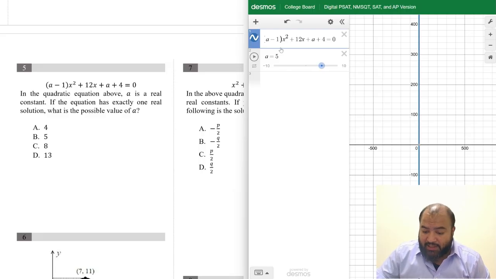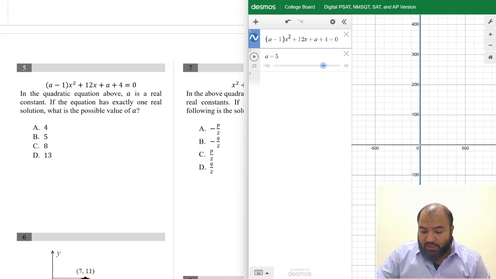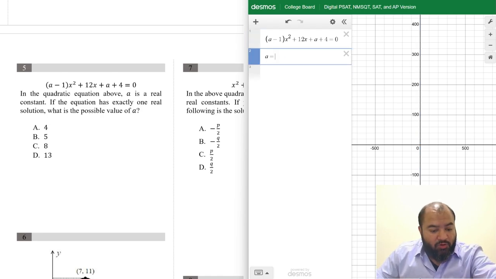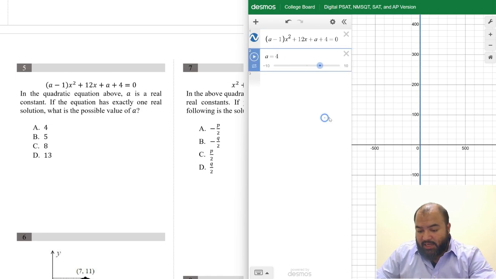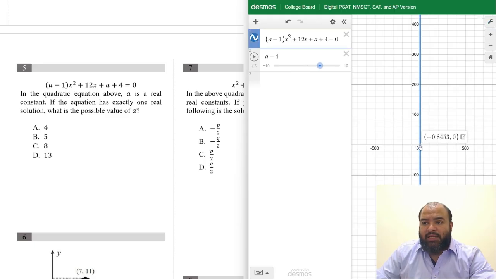For question 5, you can type it into Desmos as well. So I did, but then again, remember, it doesn't really recognize what A is, so I had to open up another one. So A equal to, I'm going to try out the options. So let's say A equal to 4. I see that there are 2 answers. You see, they're very close to each other. You can zoom in and reduce the scale to see it better. I can see that it's a little denser, so there are 2 lines.